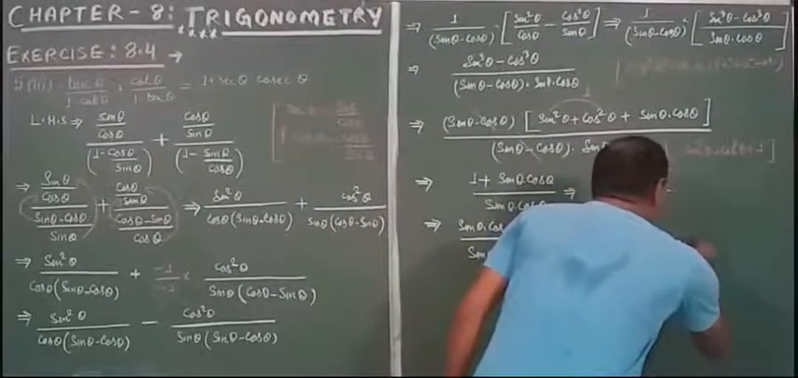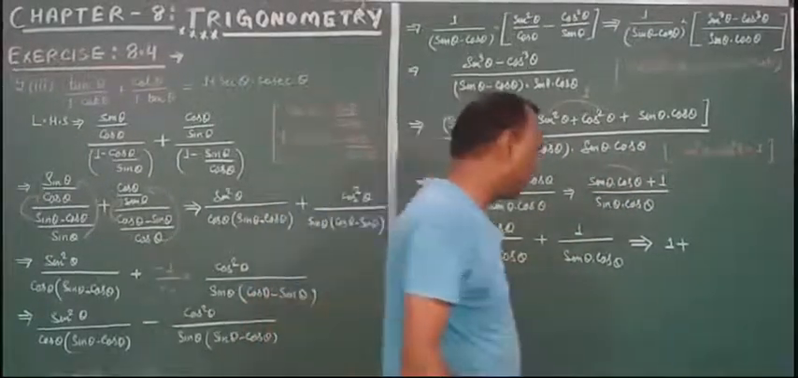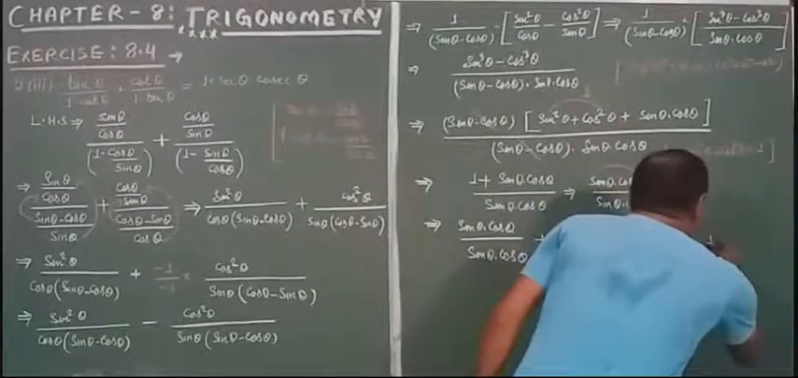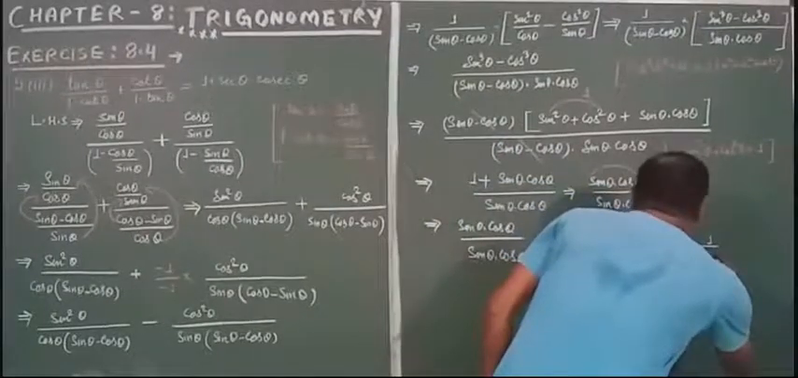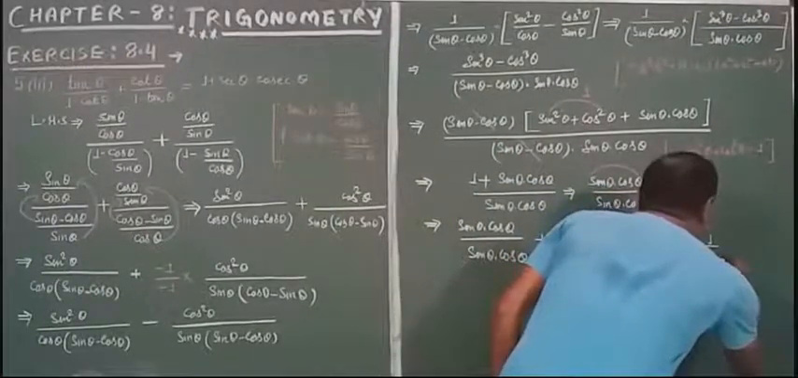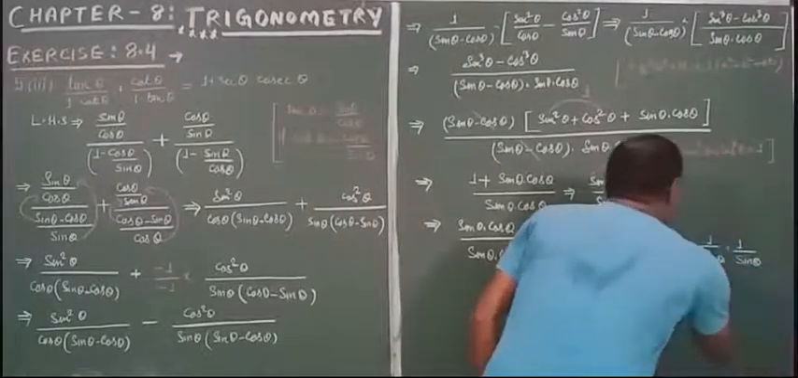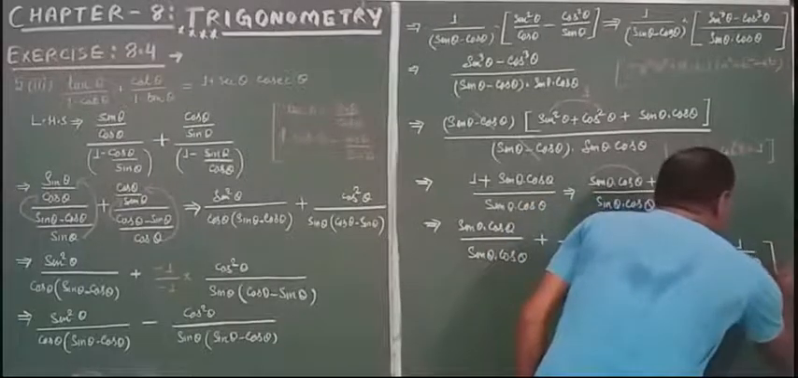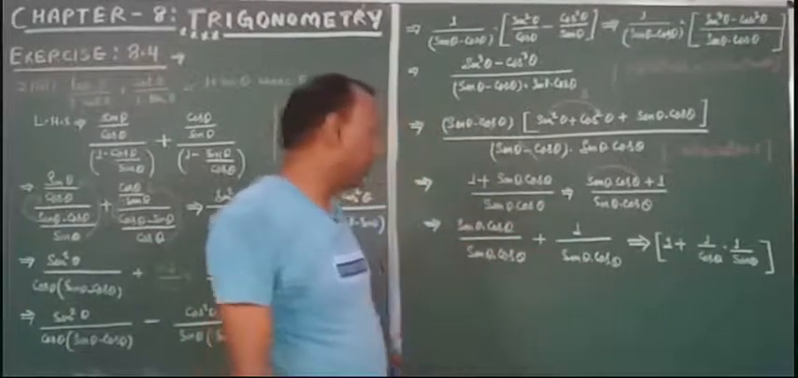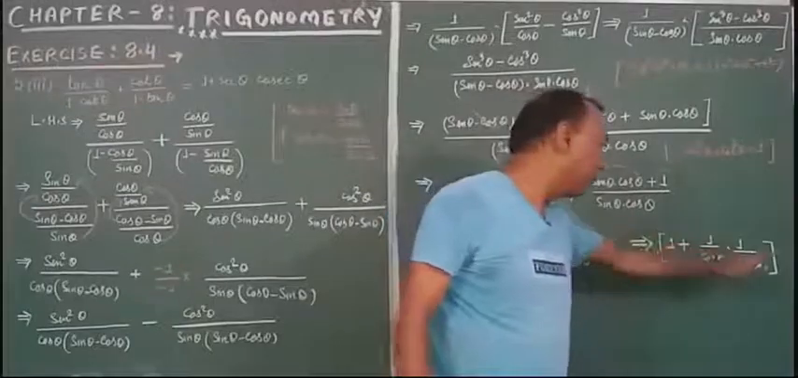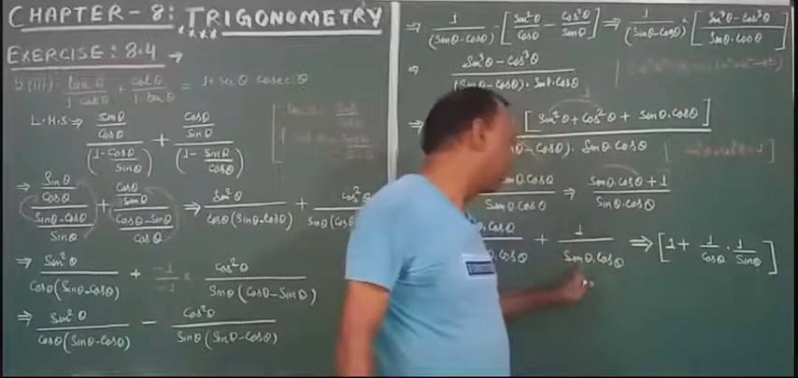And just look here, plus, this can be written 1 upon sin theta into 1 upon cos theta. What we can write here? 1 upon sin theta, or we can write it first 1 upon cos theta into 1 upon sin theta. Is it here? Can we write here? 1 upon sin theta into cos theta can be written as 1 upon cos theta into 1 upon sin theta. When you multiply them, you will get 1 upon cos theta into sin theta.